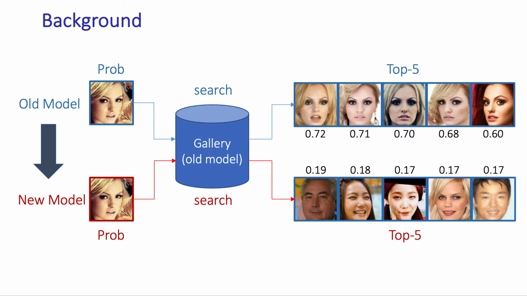If the prop and gallery features are extracted from the same model, it is very easy to get reasonable matching results. However, especially in the industrial area, where the prop model is upgraded while the gallery model remains the old version, we could get bad matching results.